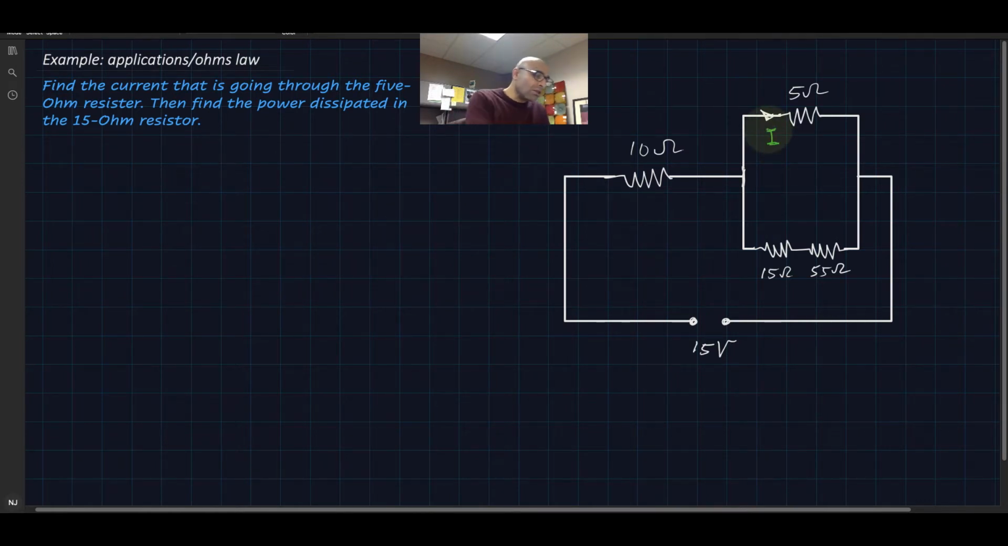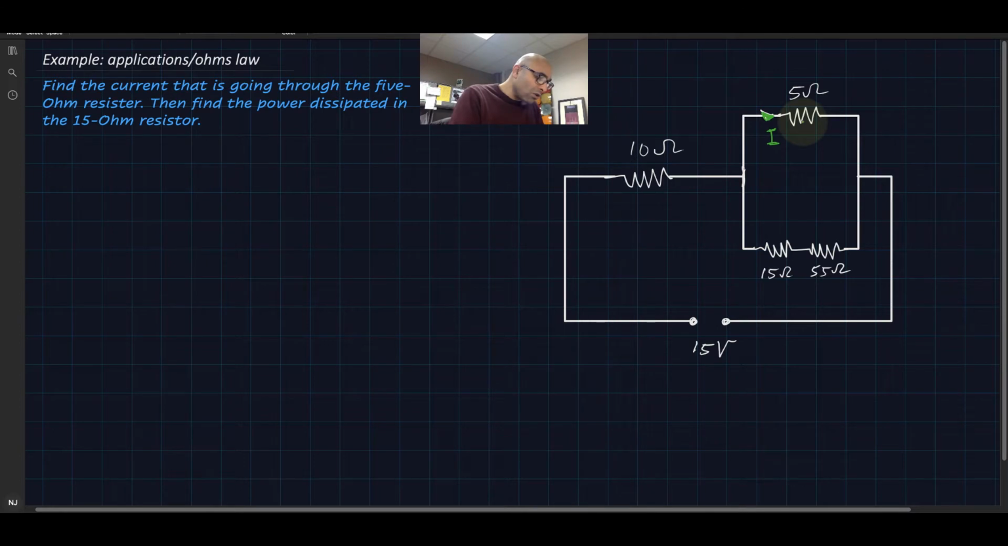color. So the current that is going through this one, to find the current here, we need to find maybe the current that is going through the whole circuit. Then from there, we can try to find the current that is going through this circuit. I think that's the best approach for this one.